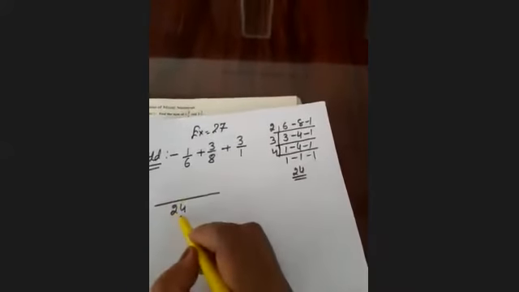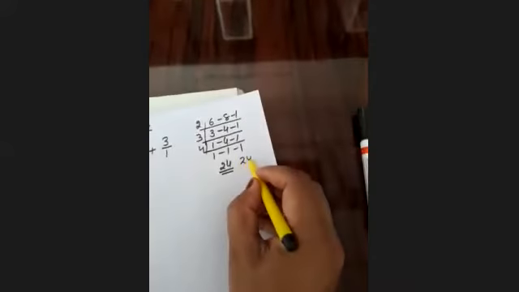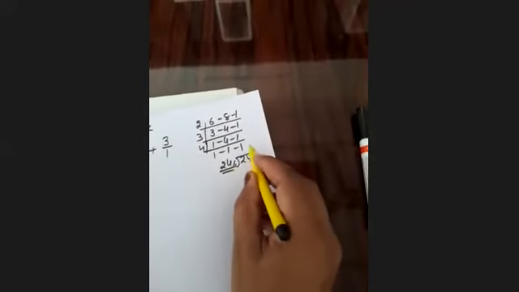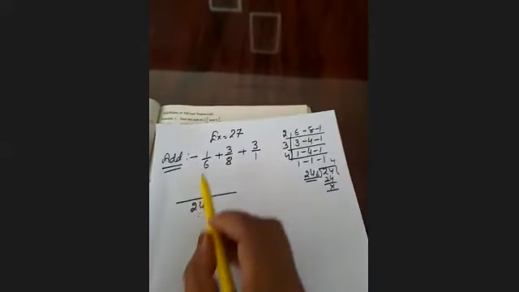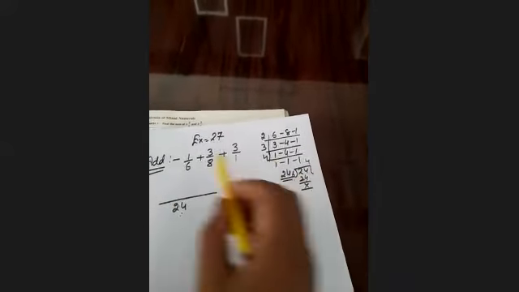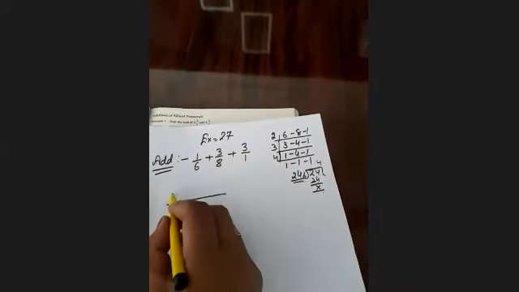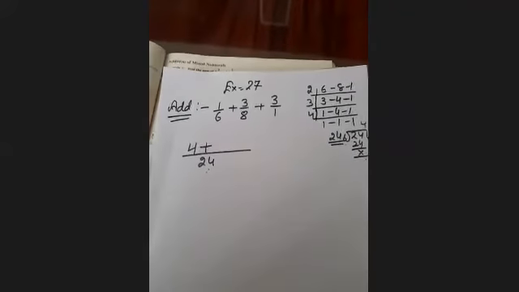Now 24 divide by 6. 6, 4 are 24. And 4 multiply by 1, 4, 1 are 4. Clear, students?